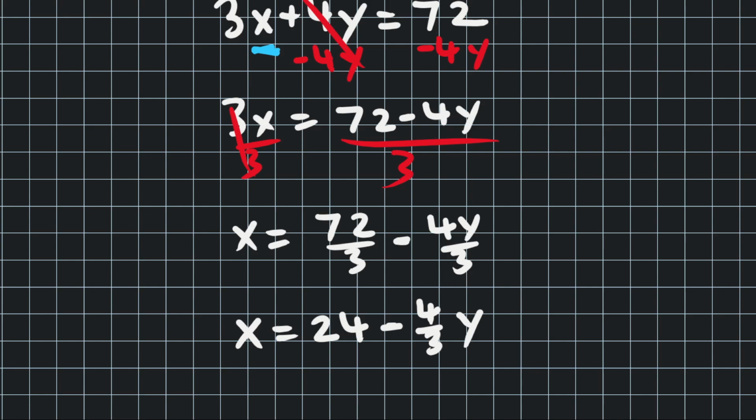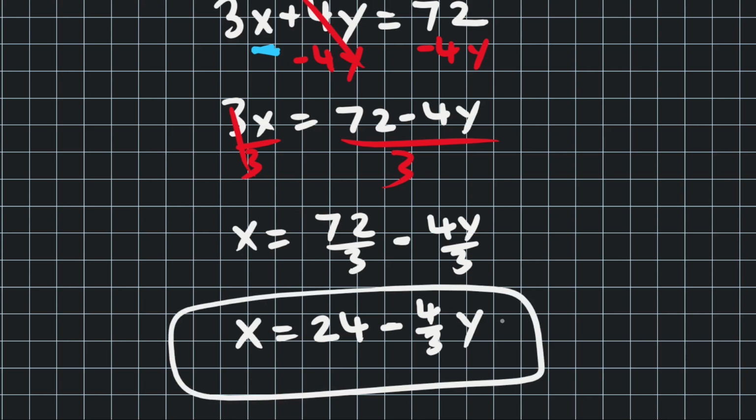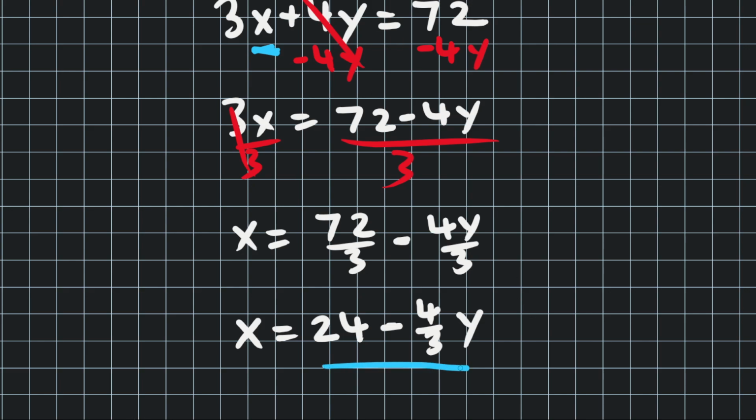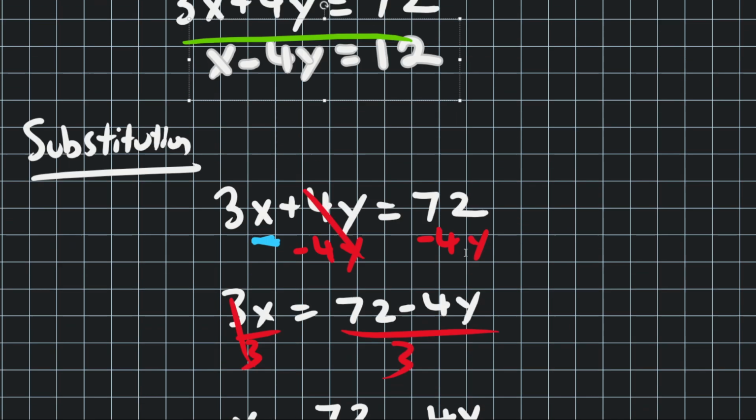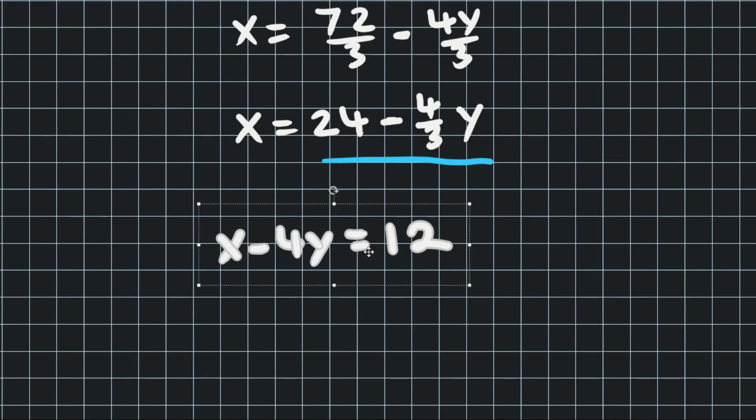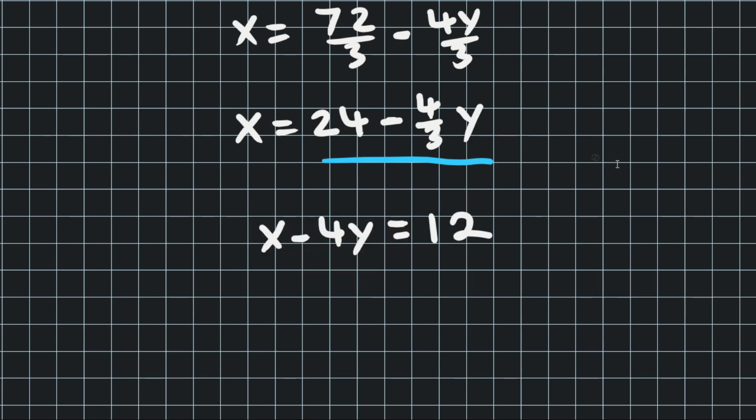So we've solved for x, and what we're going to do is substitute this 24 minus 4 over 3y in the other equation that we didn't pick. So this equation right here. Let's bring this equation down. For x, we are going to substitute 24 minus 4 over 3y. So x will be 24 minus 4 over 3y, and we'll bring the rest of this down.